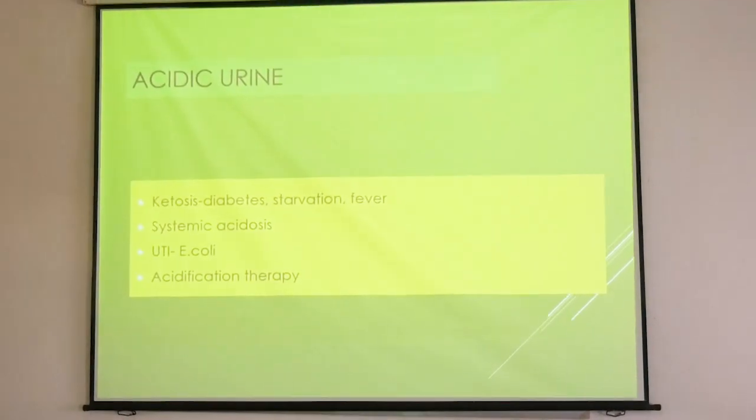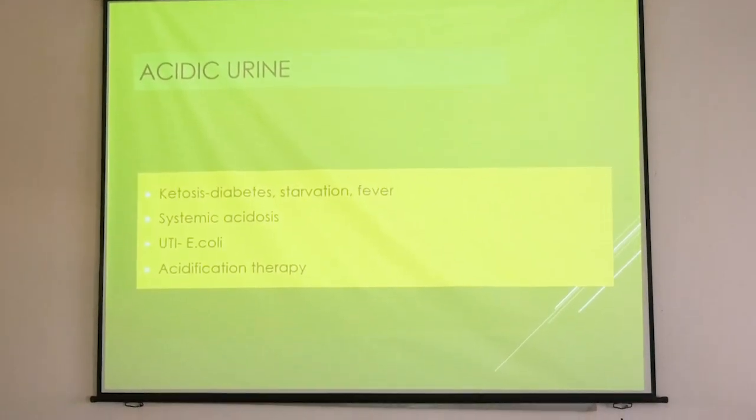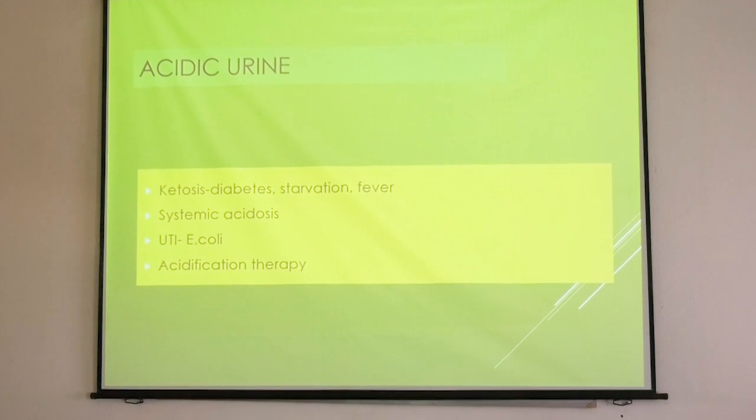There are some conditions in which the urine becomes acidic or more acidic than normal. It can be due to diabetes, starvation, and fever. In starvation also the ketone bodies increase, so that's why it is written ketosis. There is a condition in diabetes called diabetic ketoacidosis. So what happens in diabetes? Can anyone tell me?